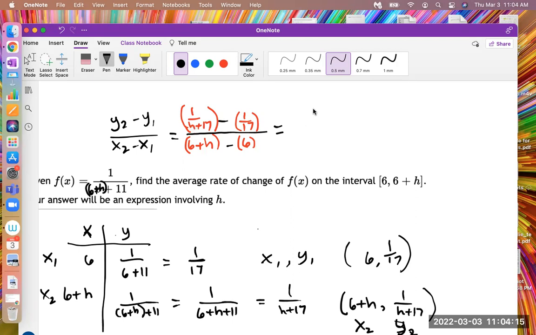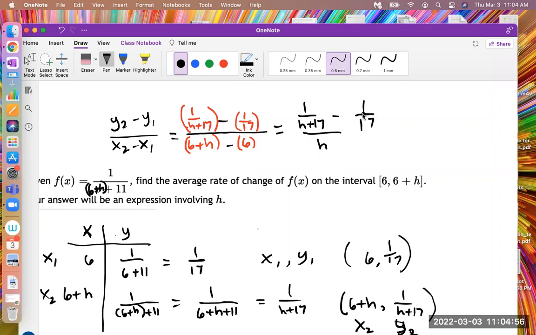So in the numerator, I have 1 over H plus 17 minus 1 over 17, okay? And then the denominator is pretty easy. I just have 6 plus H minus 6, and I can drop the parentheses here, right? The 6's cancel, and I just get H on the bottom. Okay, the numerator is a lot harder, and let me just write it out. It's just 1 over H plus 17 minus 1 over 17.